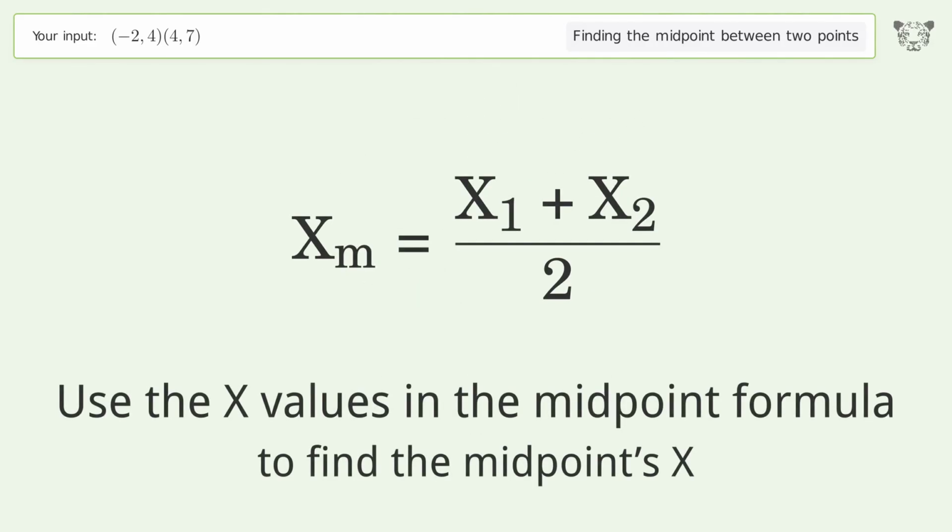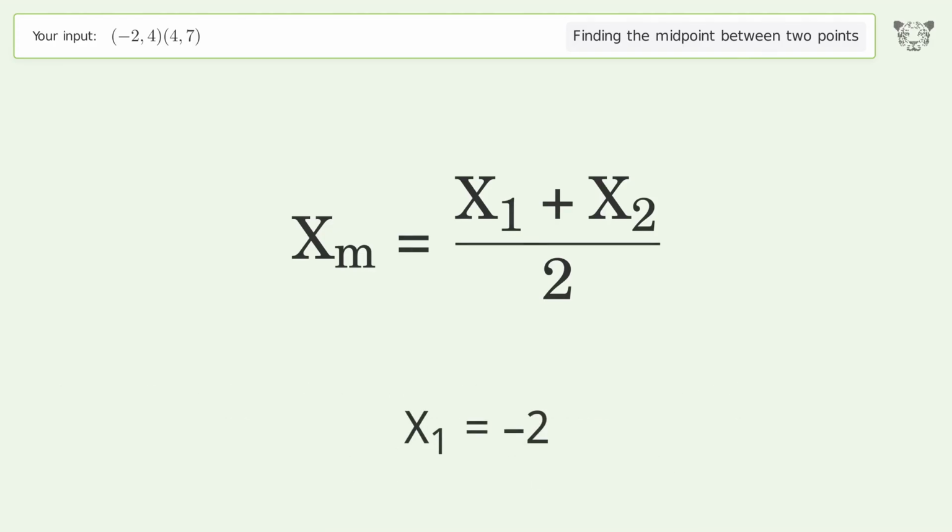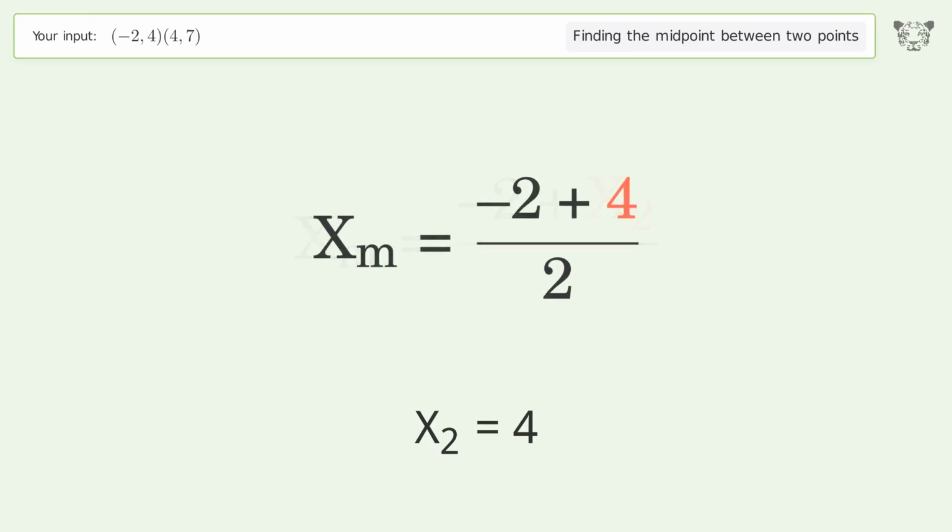Use the x values in the midpoint formula to find the midpoint's x. x1 equals -2. x2 equals 4. Simplify the arithmetic.